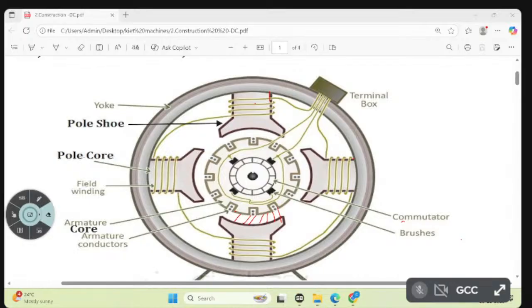Okay, right. Then winding. Winding means always copper. Okay, copper. The field winding is made up of copper. So you have to write the function and the material. Right. Next, rotor. The rotating part of the DC generator is called the rotor.